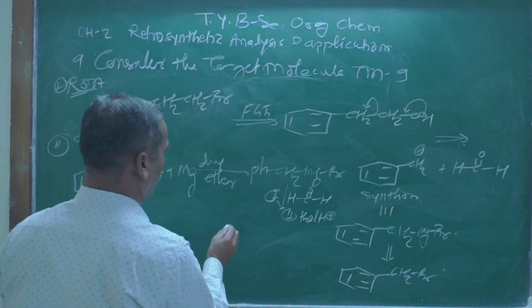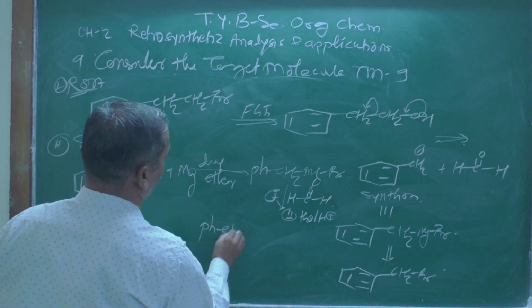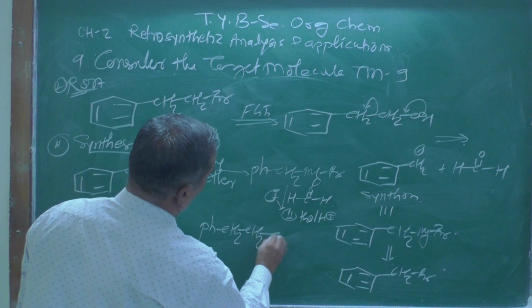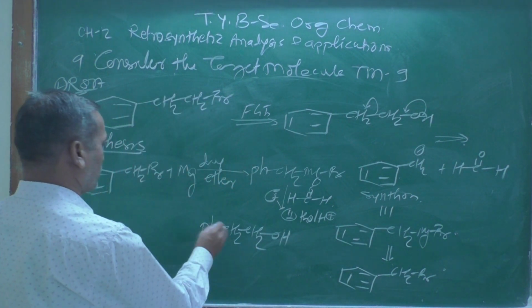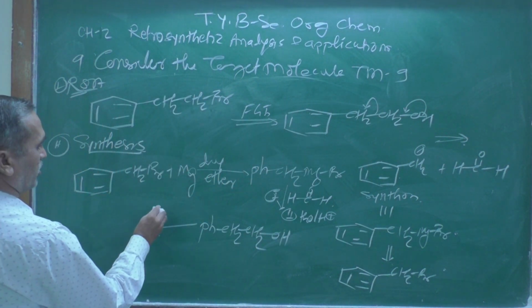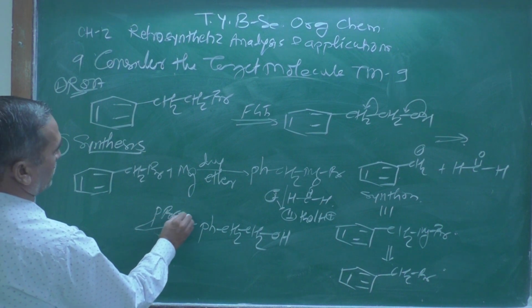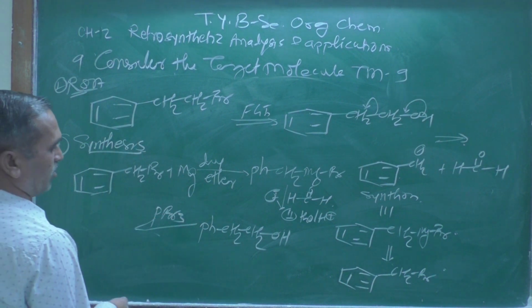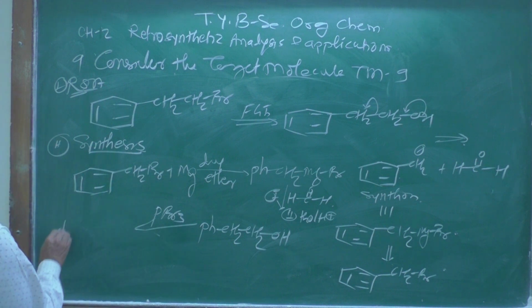What should I get here? We are going to get Ph, CH2 and the OH over here, and this I further treat with PBr3 or PBr5. What should I get over there?